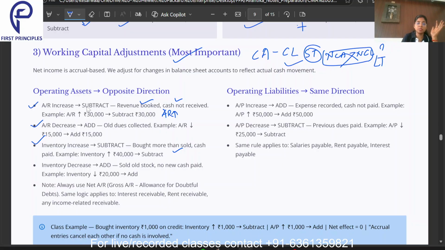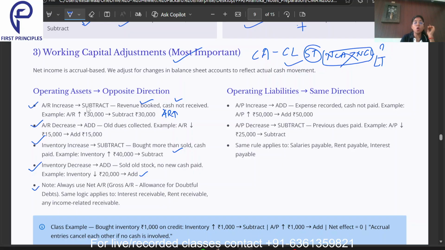Okay, next comes the inventory decrease. If there is any decrease in inventory, that means we have sold the old stock and no new cash has been paid. We have sold last year's stock and we have not paid any new cash. In that case, what are we going to do? For a decrease in inventory, we are going to add back the amount in our cash flow from operating activities.